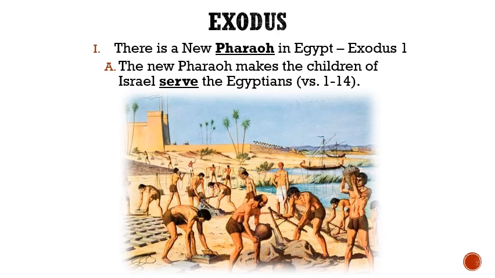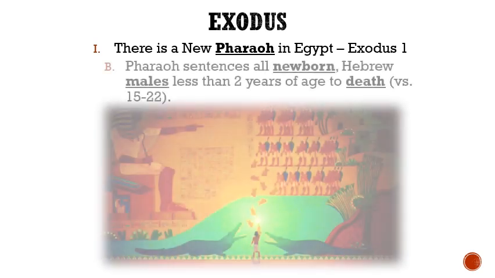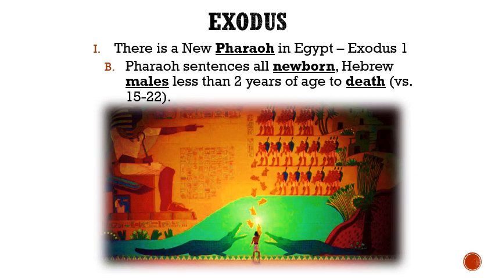The Hyksos outgrew the Egyptians and eventually overtook them. So, they thought the Jews would do the same thing to them. Interestingly, everything they tried just caused the people of Israel to grow larger and larger. This is what causes the king to do letter B. Letter B. Pharaoh sentences all newborn Hebrew males less than 2 years of age to death.